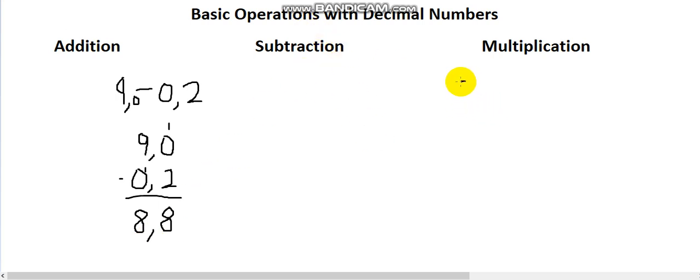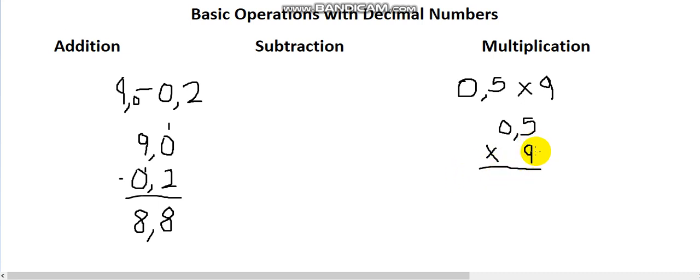The same goes for multiplication. Let's say that I want to do 0.5 times 9. Here, I don't even need to put the decimal point in. I can just write 0.5 times 9, like so, and then do my multiplication.